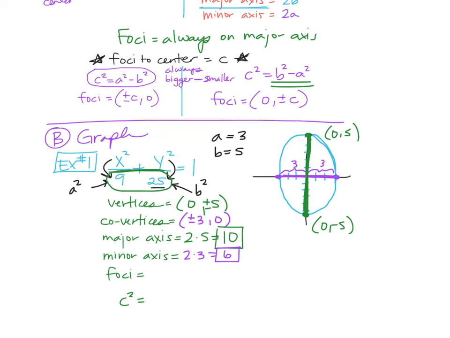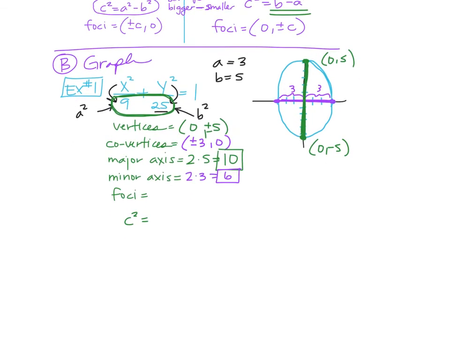You don't need to even remember which one's a or b. You always do the bigger minus the smaller, okay? So c squared is going to equal 25 minus 9, which means c squared is 16, okay? Now, if c squared is 16, we want to know c, so we're going to square root that. Don't forget, when you take the square root, it's plus or minus. It's plus or minus 4.